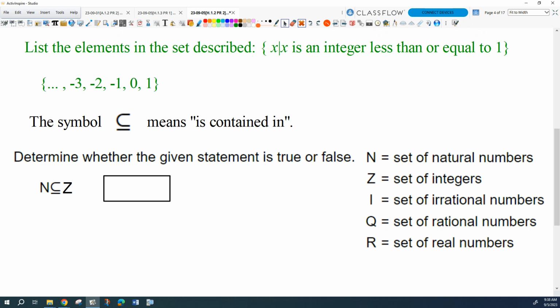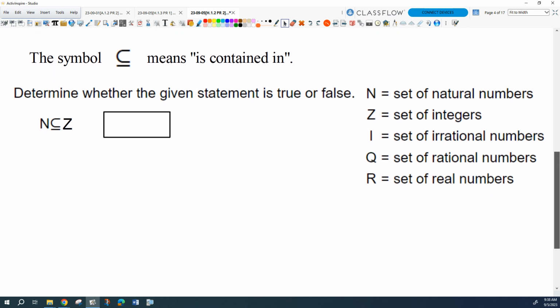Okay. New symbol. Now this is different than "is an element of." "Is an element of" is the symbol we would use when we're talking about discrete elements, so pieces of sets. This new symbol, "is contained in," can also be thought of as saying "is a subset of." Okay, they mean the same thing. So this is the one we use when we're talking about sets.